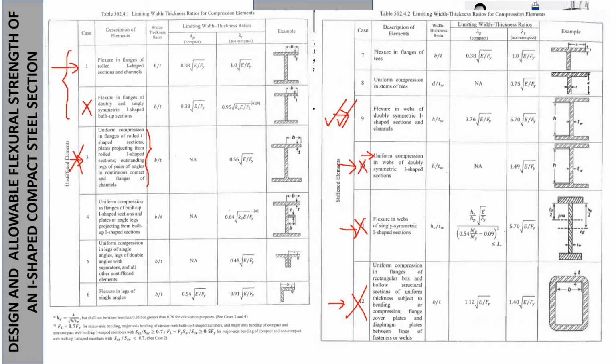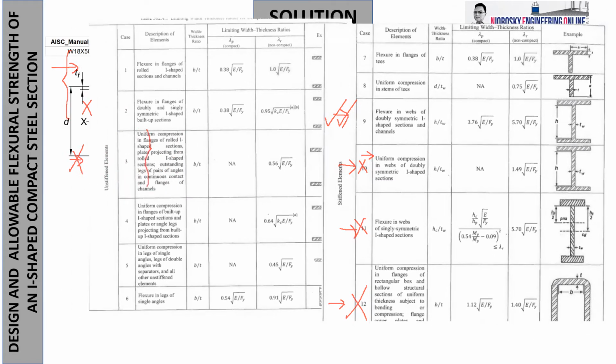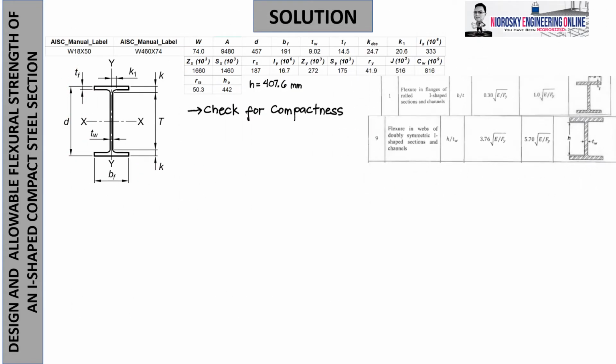So that leaves us to number 9. So therefore, to cut this short, kapag ang shape ninyo ay nanggaling sa W shape, number 1 and number 9 will apply based on NCP. So number 1 will be the reference for the flange, and number 9 will be the reference for the web.